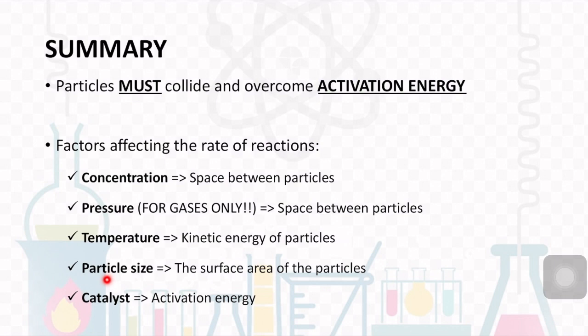If you're talking about the particle size, the surface area of the particles will come into the explanation bit. Okay, so you're going to be talking about the surface area. If your particle size is big, then you will have a low surface area. If you have a smaller particle size, for example, your magnesium powder, you will have a higher surface area. More collisions can occur on the surface. This will increase the rate of the reaction.